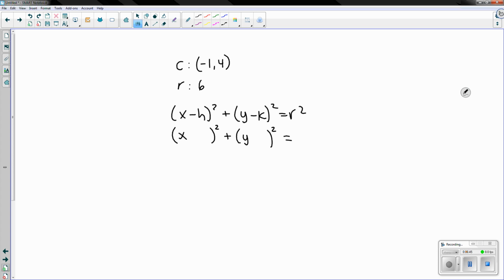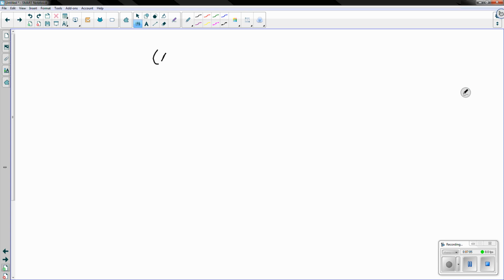So if we do minus h, this is our h and this is our k, it's minus a negative, so it's going to become plus 1, and then minus the k value, which is 4, the radius squared, which is 36. So this is what you would want to present as your equation for the circle, given that radius and center point.